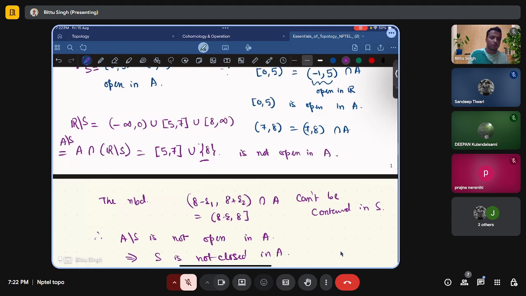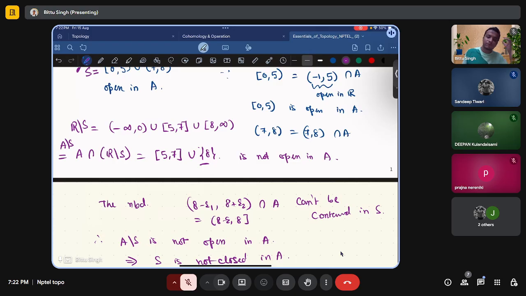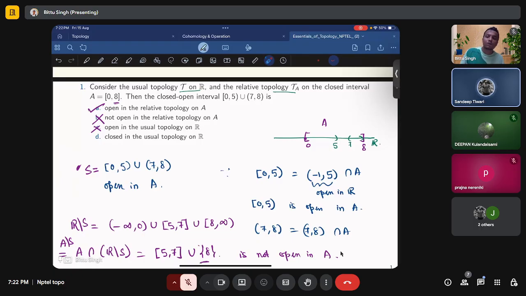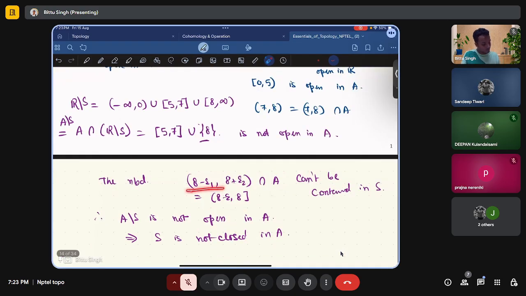Is it understood? So to see if something is open or not, we need to check in terms of basis. We take a basis neighborhood of this 8, but whatever basis neighborhood we take does not entirely lie in S. Sir, we need to find the neighborhood in terms of the subspace, no, sir? Yes, that's why I am taking this intersection with A, which is 8 minus epsilon 1, comma, closed 8. Is it understood?